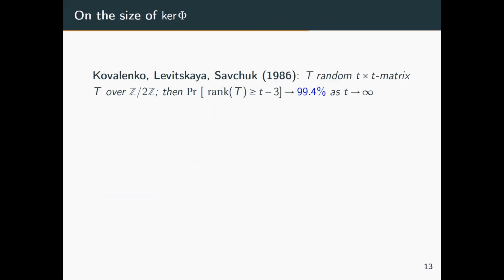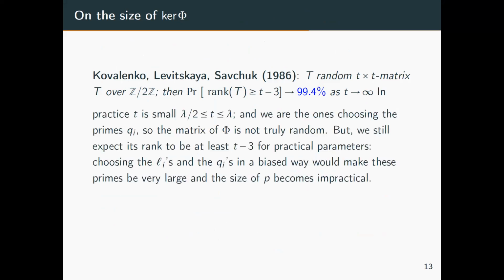There is one old theorem, but not by Kennedy this time. It says that if you take a random matrix over F2, then you don't expect the rank of this matrix to be smaller than T minus 3 in general. But for our case, we are the ones choosing the primes, right? So it's not really like the map phi is a random matrix.